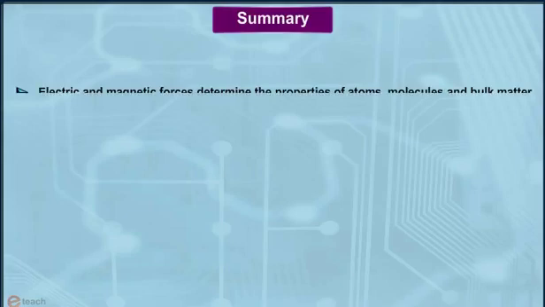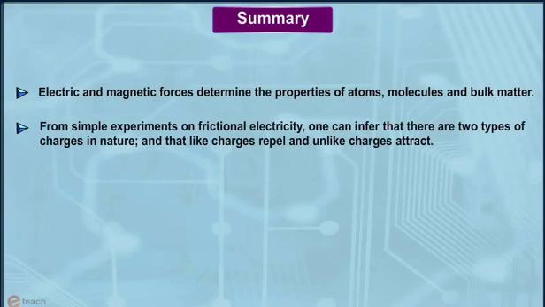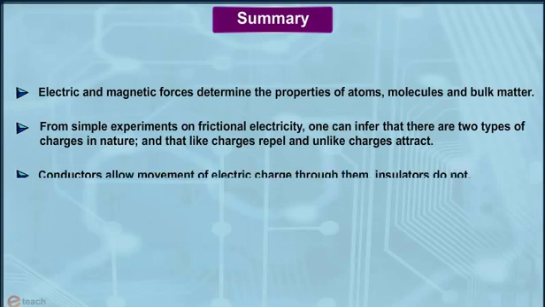Summary: electric and magnetic forces determine the properties of atoms, molecules, and bulk matter. From simple experiments on frictional electricity, one can infer that there are two types of charges in nature, and that like charges repel and unlike charges attract.